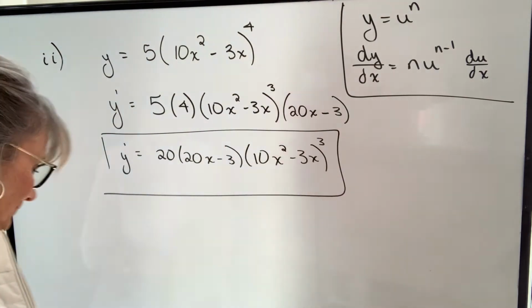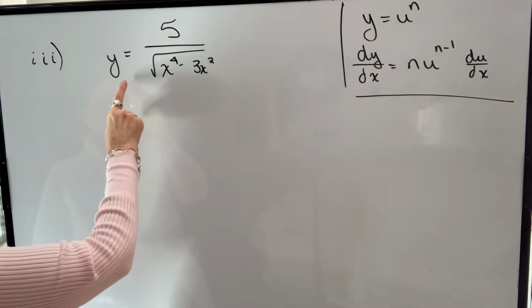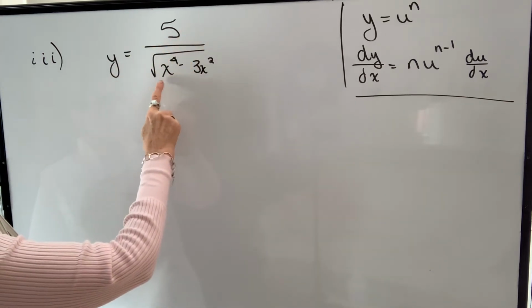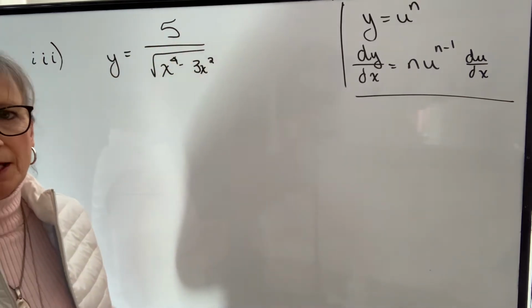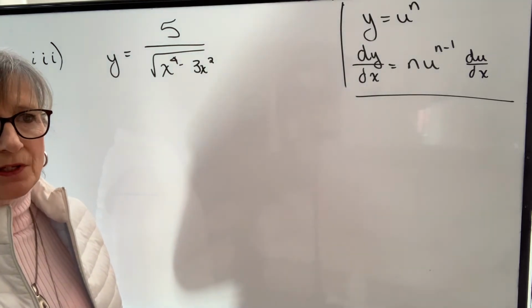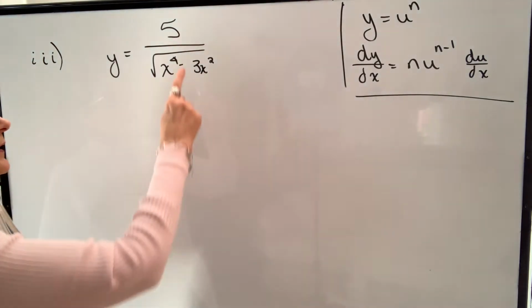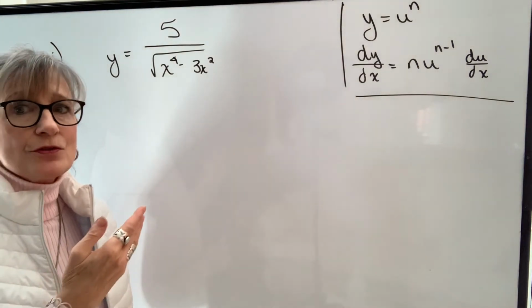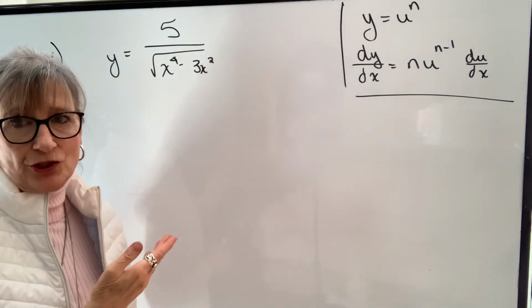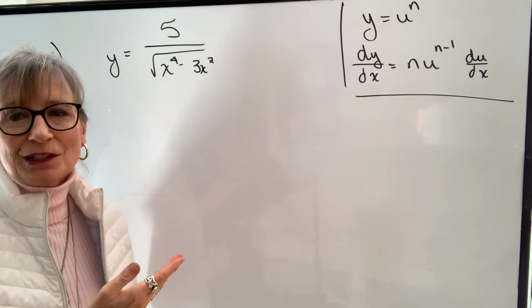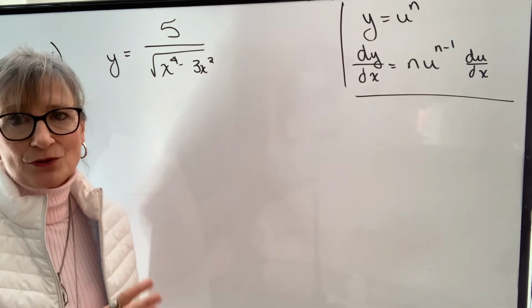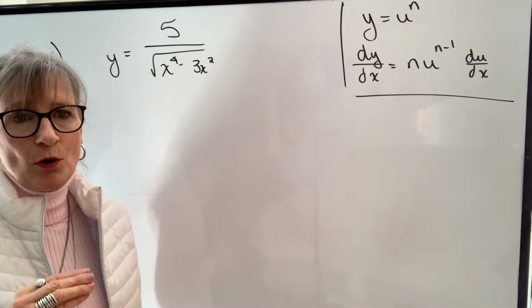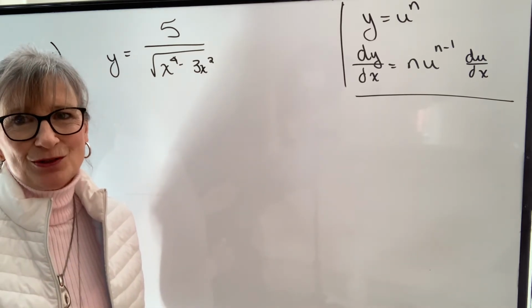Let's try some more. In this example, we have y equals 5 over the square root of x to the 4th minus 3x squared. It is a quotient. However, our numerator is constant. So you could use the quotient rule to differentiate this, but you will end up doing a little bit more work than what I'm going to show. So it's possible, but I'm always trying to think, what's the easiest way to do this?